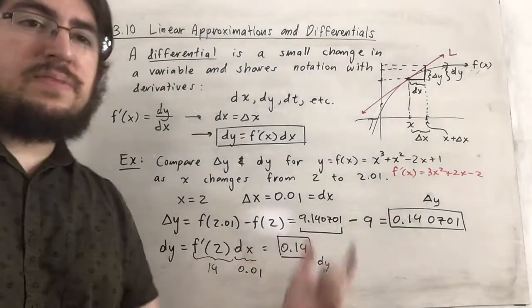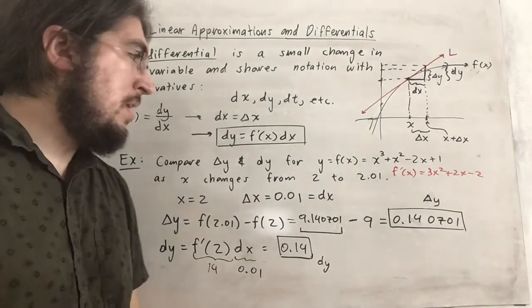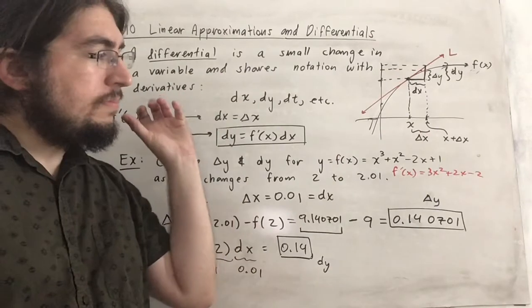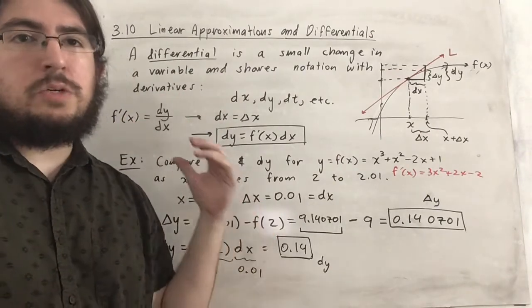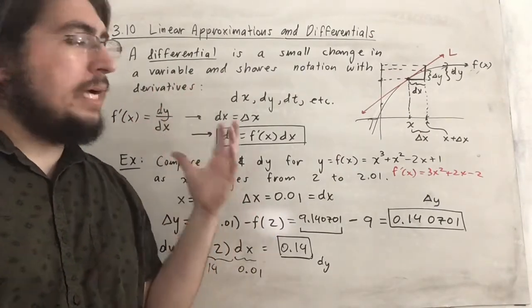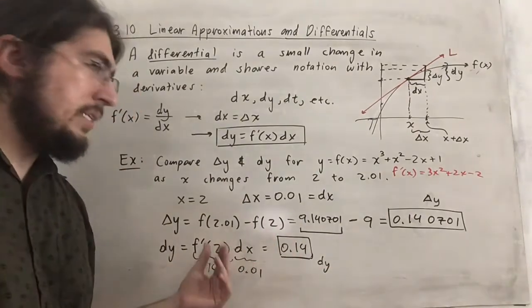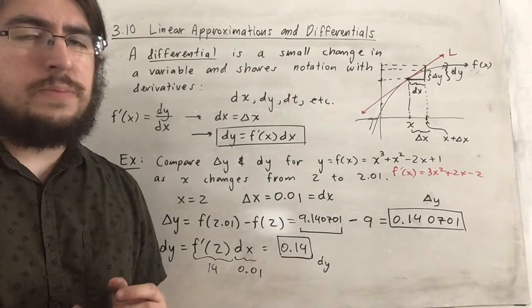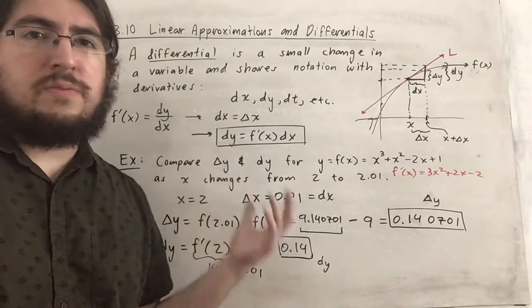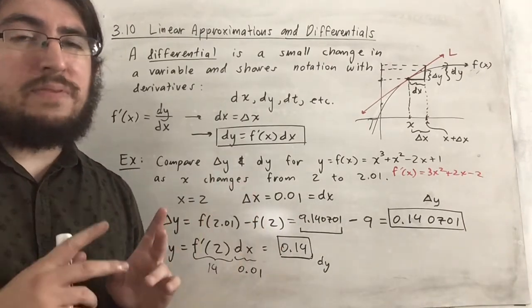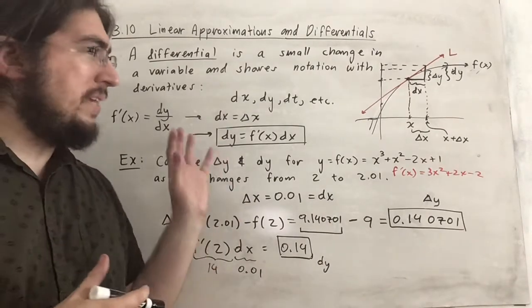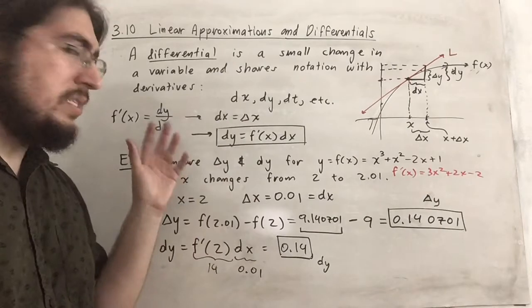Now if we compare these values, notice they're pretty close. In fact, this is a different language of sorts to approximate things, because dy is going to be close to delta y. So we could actually do linear approximation, but now in the language of differentials. I'll do one example of that. It's a little weird because we have to get used to this language of differentials.